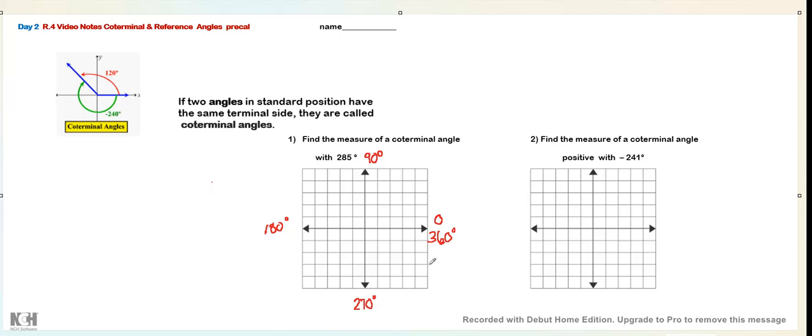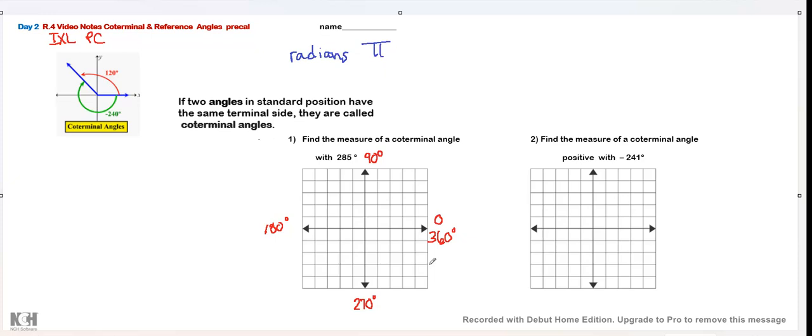At least it currently is R4 on IXL. Again, this is for IXL, section I4 in Precalculus. In this video, we're going to talk about coterminal and reference angles, using degrees as well as radians. And again, radians are in terms of pi, so you'll see pi if you remember that.